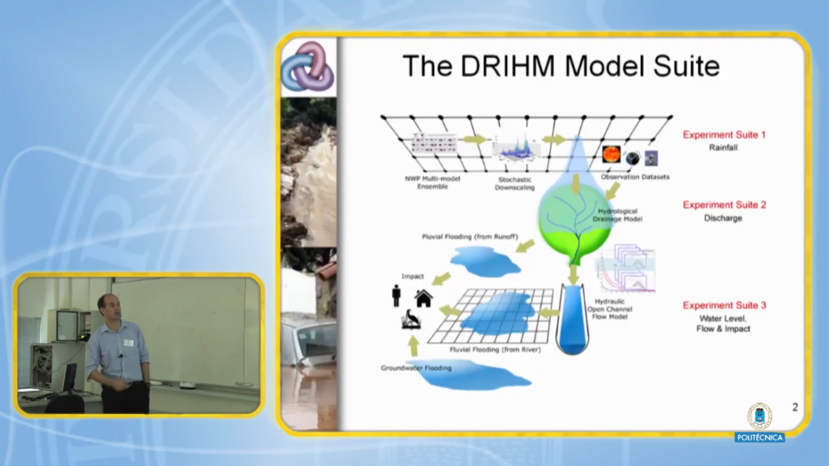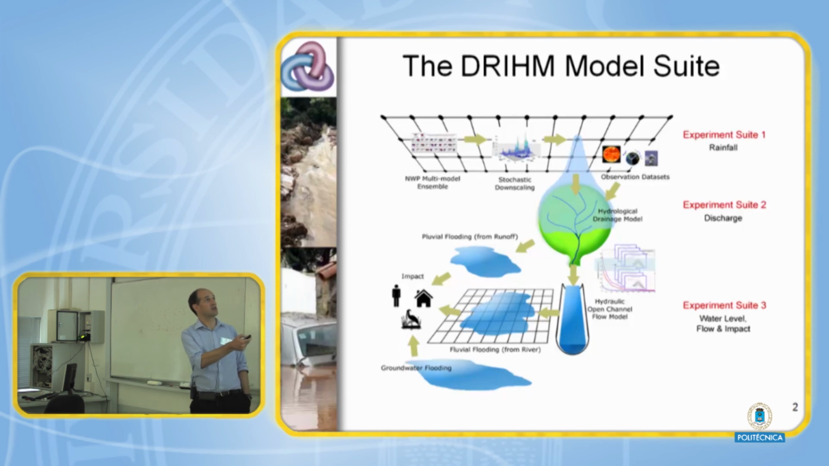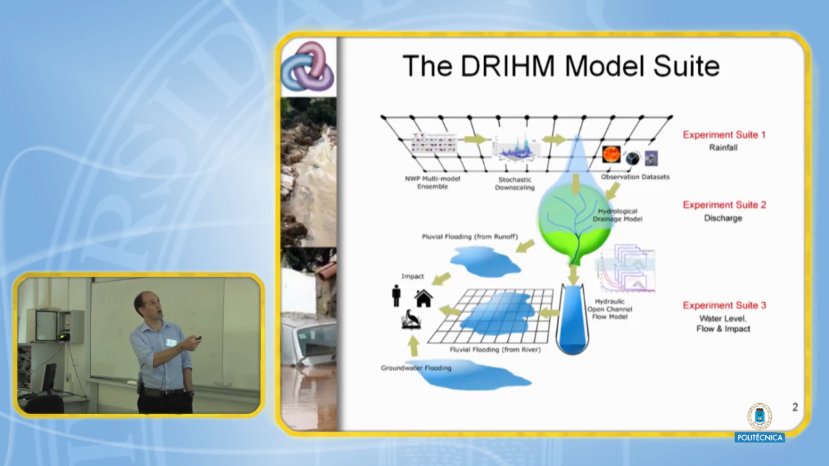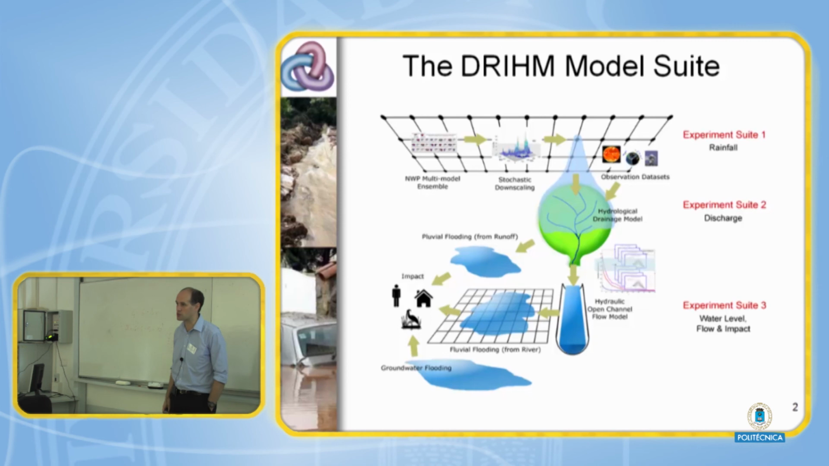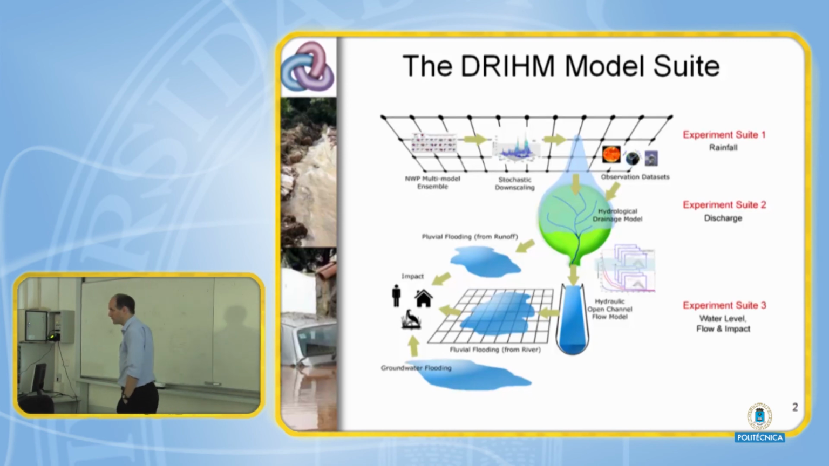The DRIHM use case is flash flooding. And at the top you have a meteorological model with some downscaling, maybe some observation data sets. That's DRIHM, what we call Experiment Suite 1, rainfall. And what we're asking the meteorological modelers to do in the larger context is give us rainfall. So to me, a hydraulic modeler, I really have no knowledge of what goes on in meteorological modelling. I just need a simple interface to look at, something that I can understand.